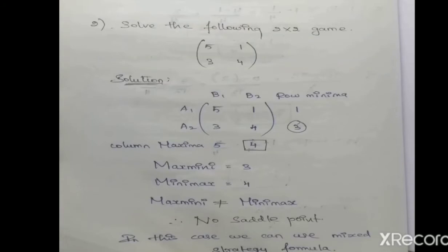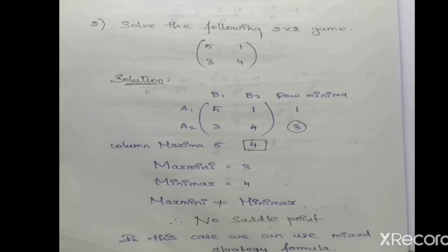The second problem is to solve the following 2 by 2 game. The matrix is 5 1 3 4. So row minima: first row is 1, second row is 3. Column maxima: first column 5, second column 4. So the maximum of row minima, maximum of 1 comma 3, is 3, and the minimum of column maxima, minimum of 5 comma 4, is 4. So 3 is not equal to 4. So minimax is not equal to maximin. There is no saddle point.